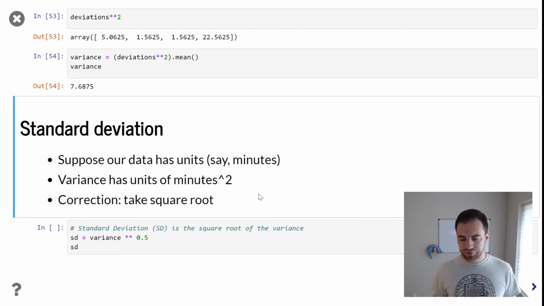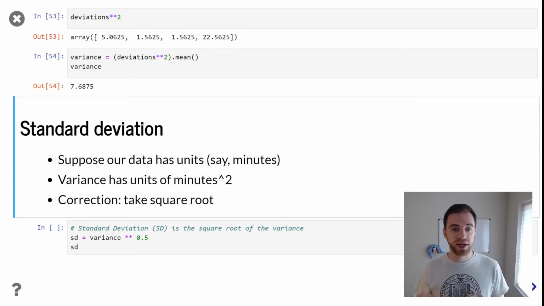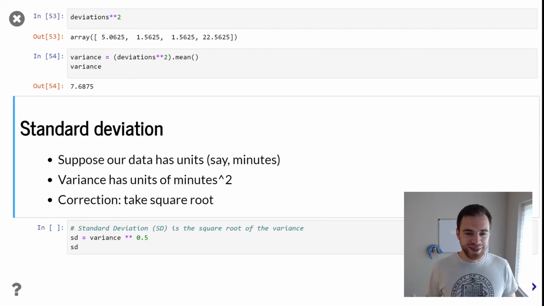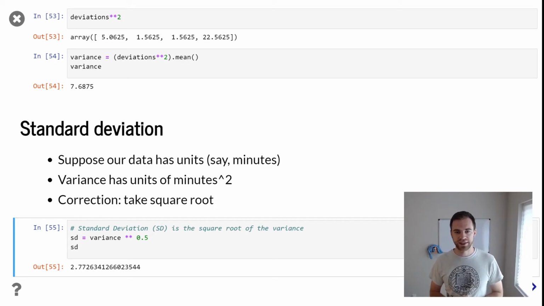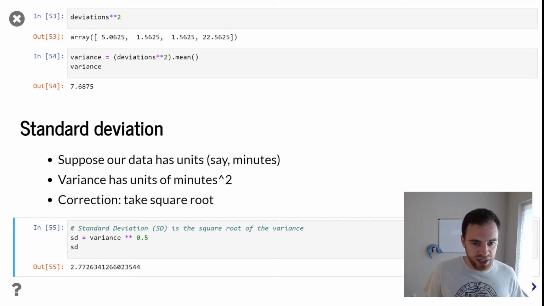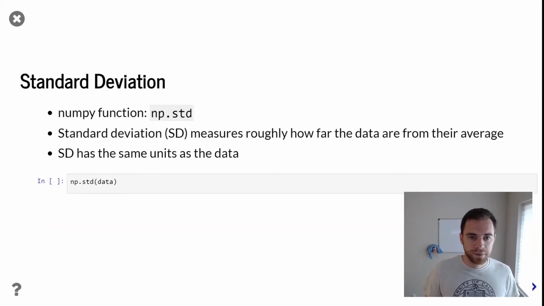Why do we do this? Suppose our data has units with it, for example, minutes. And I want to figure out, what's the width of my distribution of data that contains minutes in it? The variance has weird units. It has the units of minutes squared, and I don't even know what that means. What is a square minute, right? So the correction is you just take the square root. It's as simple as that. I'll take the square root of the variance and I'll get the standard deviation.